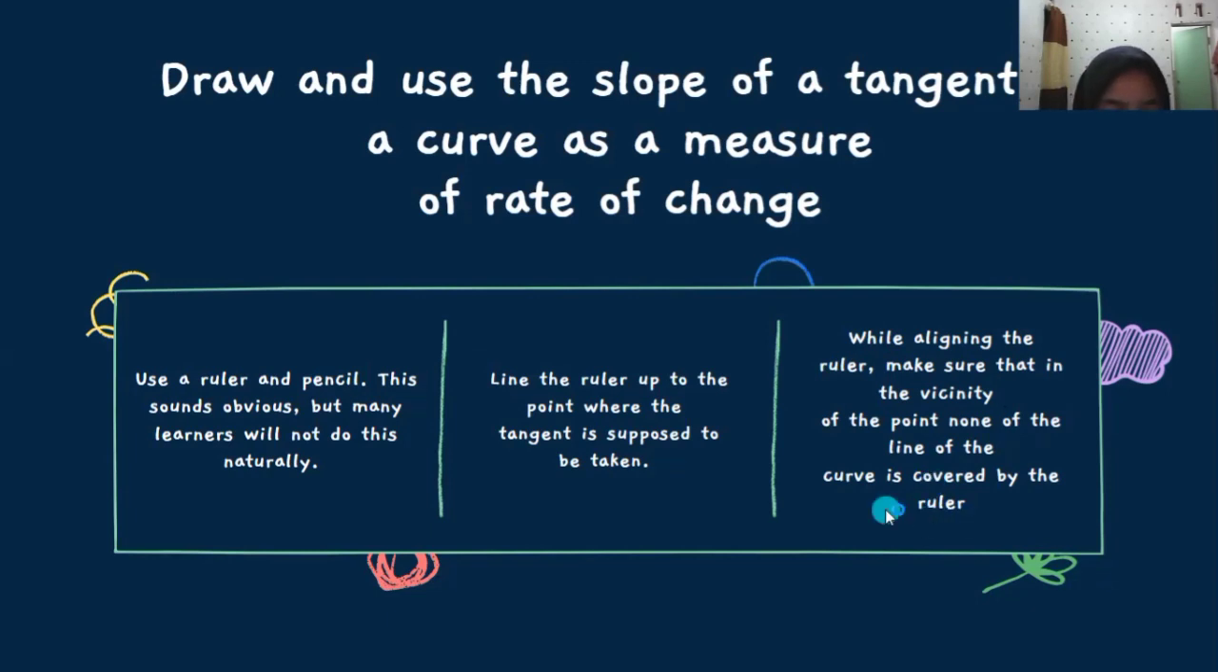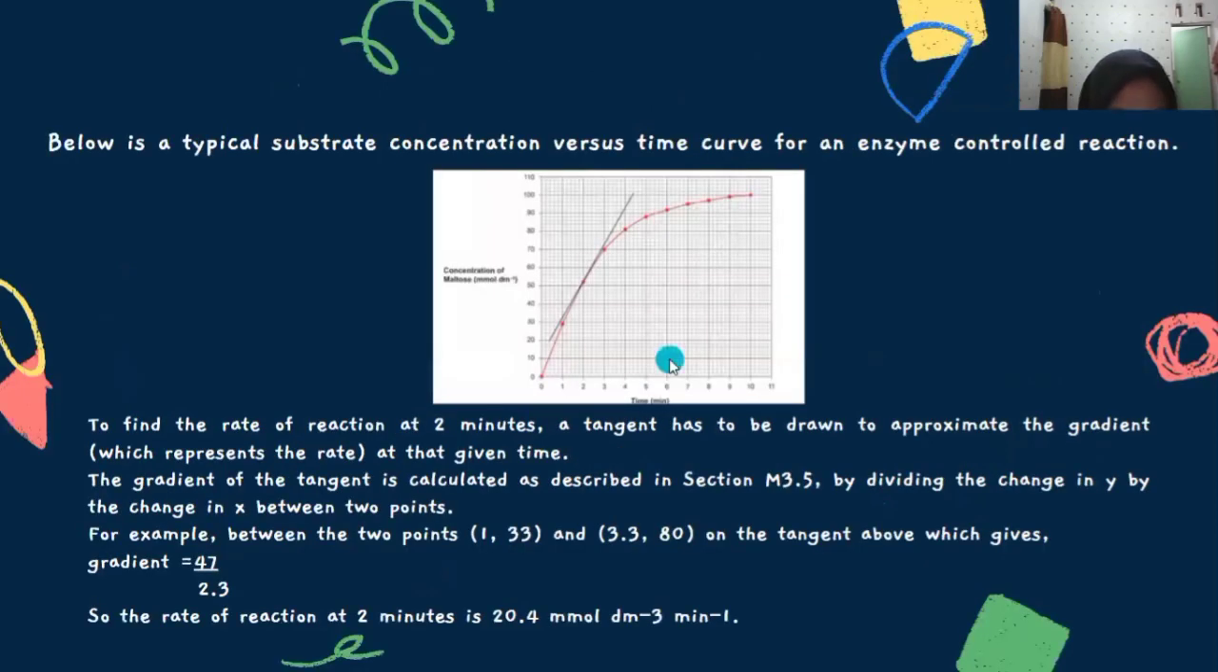So the concept in biology is to find the rate of reaction at 2 minutes. A tangent has to be drawn to approximate the gradient, which represents the rate at that given time. The gradient of the tangent is calculated as described in the section before, by dividing the change in y by the change in x between 2 points.